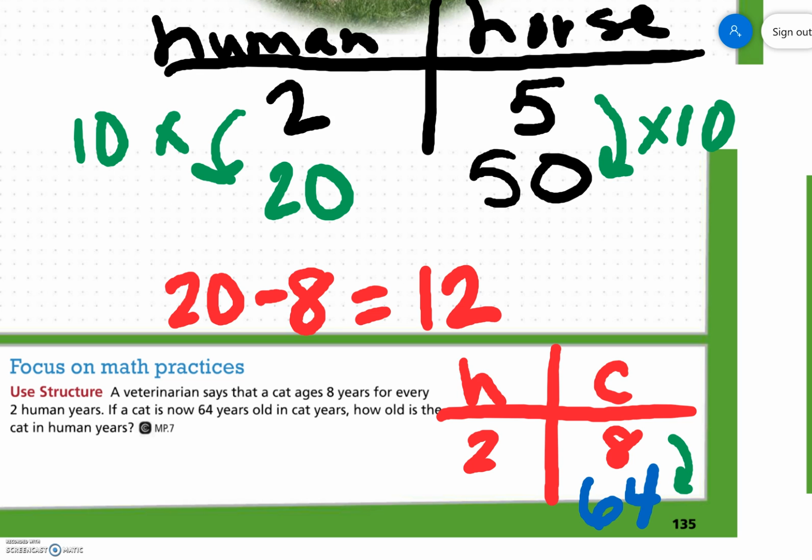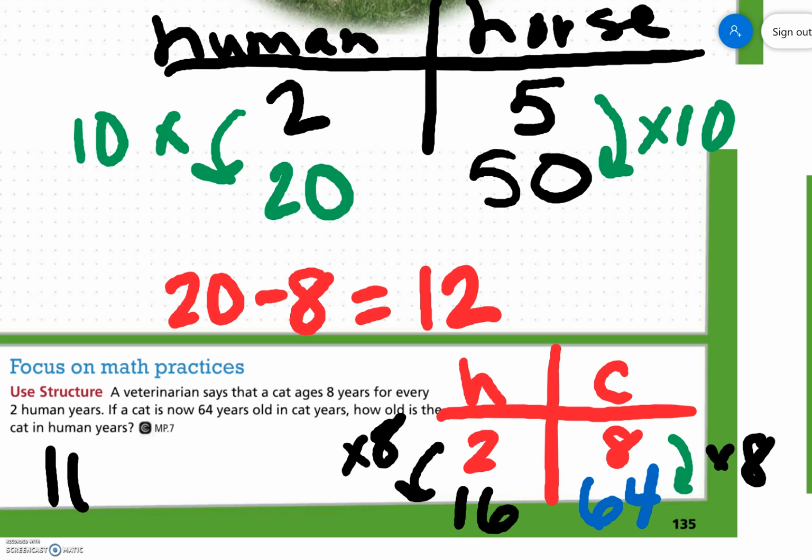Okay, so hopefully you noticed that 8 times 8 is 64. So we're going to multiply the 2 times 8 to get 16. So the cat is 16 human years old.